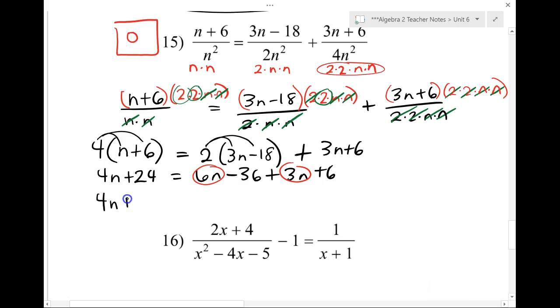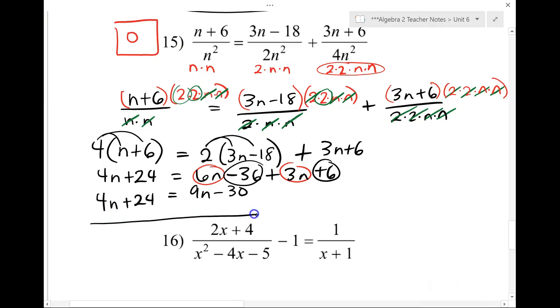So let's just rewrite the left because nothing can combine here. Alright, so 6n plus 3n will be 9n. And then we can combine negative 36 and plus 6, which combines to negative 30. So now, if you notice, I have a term with an n here, and a term with an n here. So I want to isolate the n on the left side, and I want to isolate the numbers on the other side.